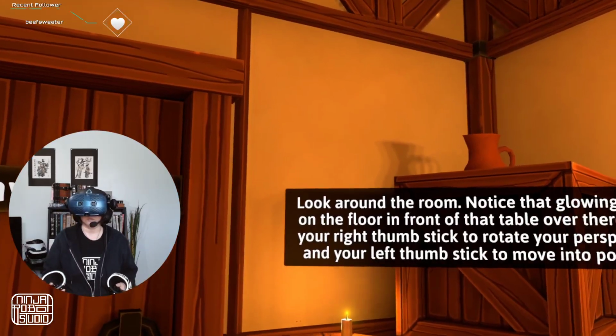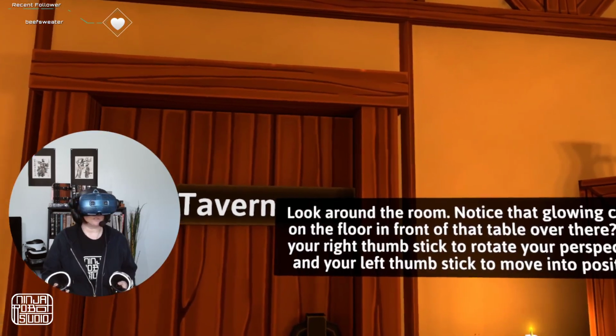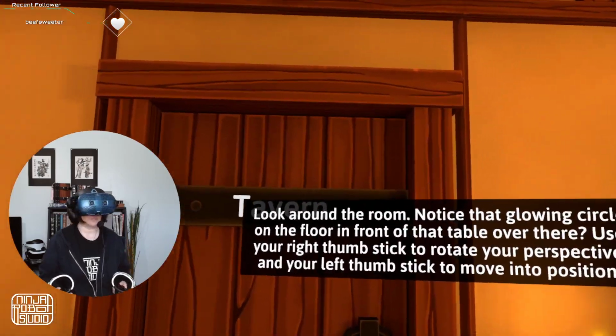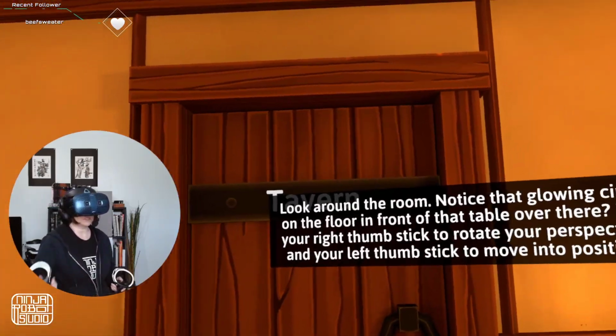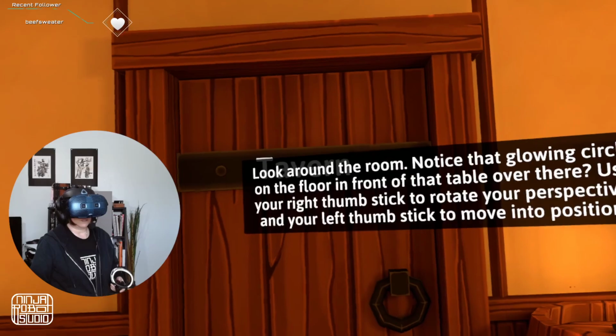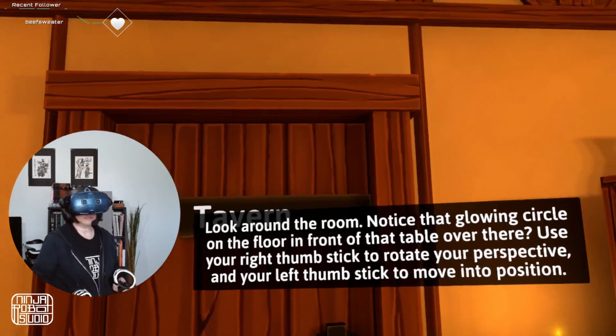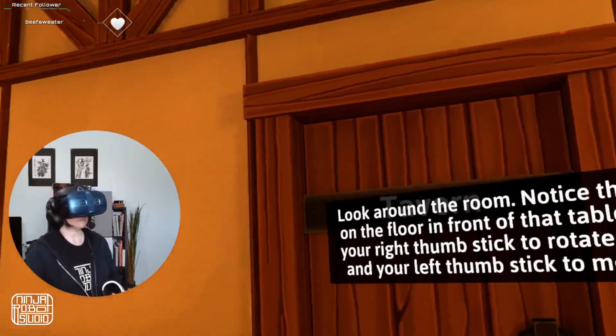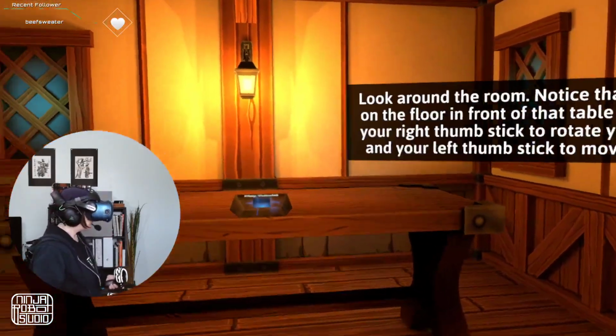Right thumbstick to rotate. If you are going to rotate, give them some comfort options for that, because that can cause people that are sensitive to motion sickness a little bit of discomfort. So you also want to think about that. Ow.